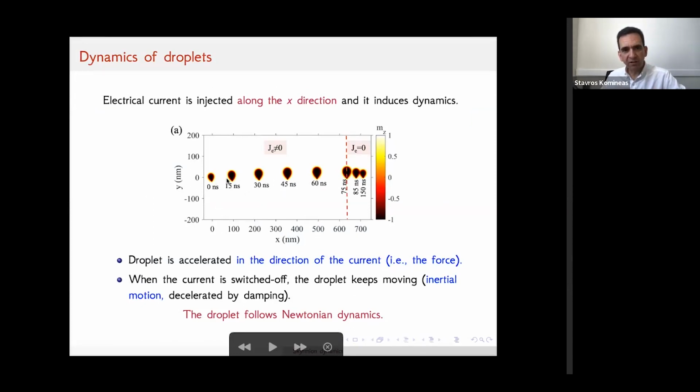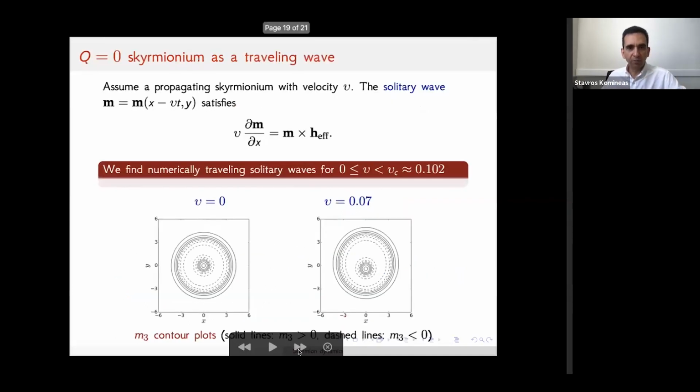You see, this interval here is larger than the previous one, and so on. It is accelerated. Now, if you stop the force, it keeps on moving. We have some damping here, so it stops after a while, but it keeps on moving after you stop the force. So the droplet follows Newtonian dynamics exactly like the skyrmionium. So this works also for any skyrmionic textures. It doesn't have to be specific ones, the skyrmion or any other one. So the rule applies.